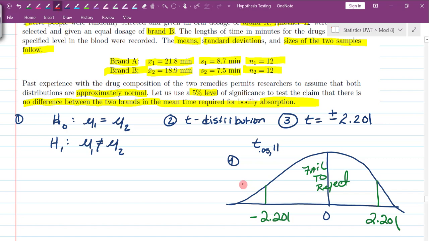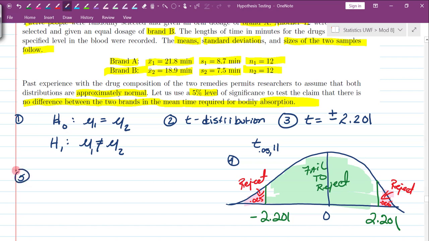reject at 0.025 right in here, and reject at 0.025 right in here. And we can highlight right in here just real quick. This is the fail to reject area. And then we have our reject right here and right there. Okay, the next thing we need to do is step 5, which is our test statistic.